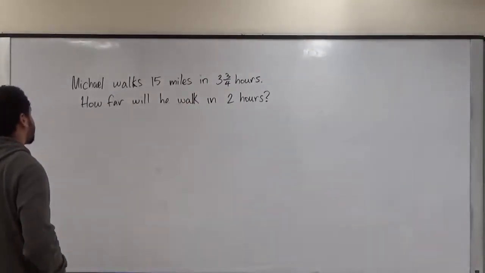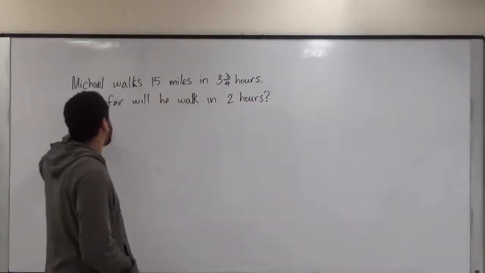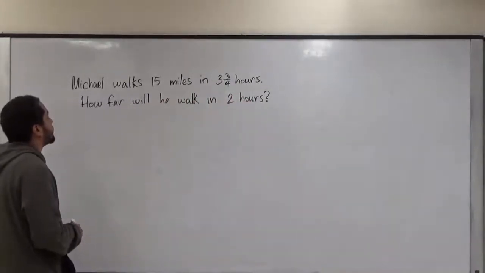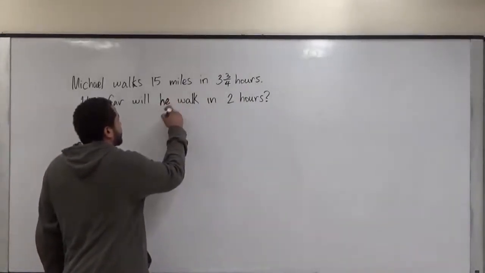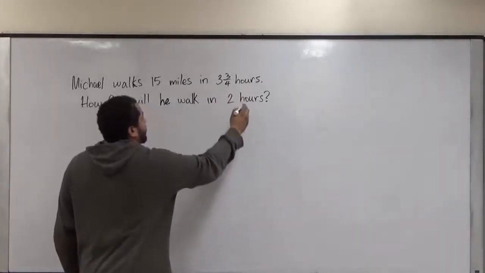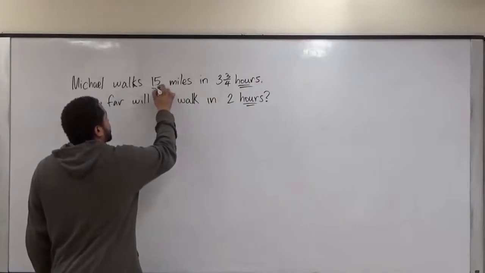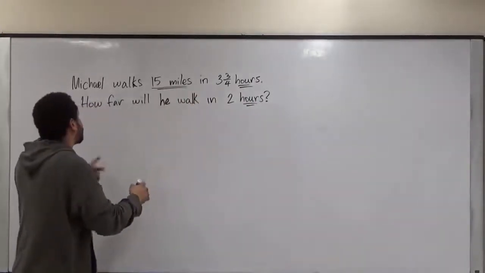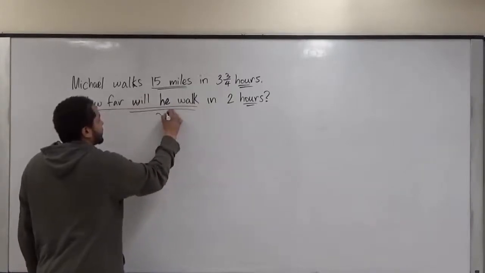Now here the problem states Michael walks 15 miles in 3 3/4 hours. How far will he walk in 2 hours? Now the key words here to identify for our direct proportion are the quantities and similar terms. So here we have hours and hours. And we also have the 15 miles, which represent a distance, and the question of how far he will walk, which is also the unknown, the x value.